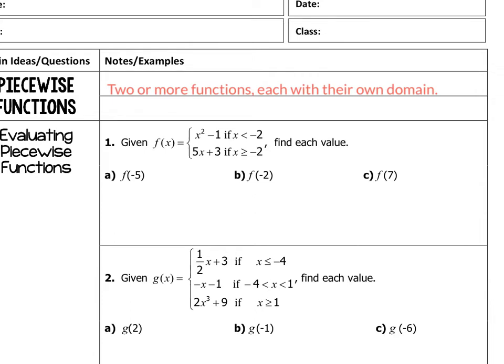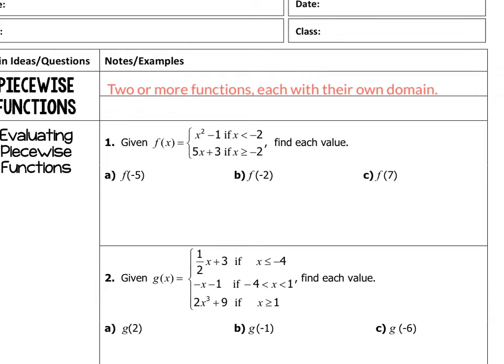So for instance, on number 1, we've got two different functions. We've got x squared minus 1, but that's everything to the left of negative 2 on the x-axis. And then we've got 5x plus 3 everywhere from negative 2 and then on the right-hand side of that, because it's greater than, but it's including that negative 2 on that one. Okay? So first off, we're going to evaluate these things.